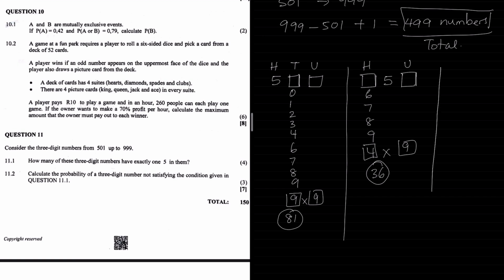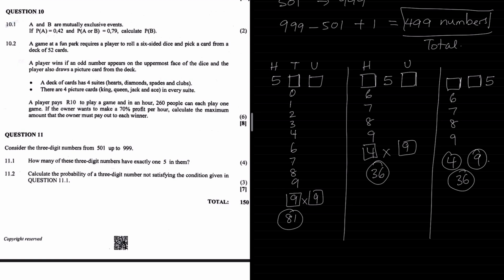And then lastly, let's do the units. The units must have a 5. So what numbers can I have in the hundreds? I can have a 6, 7, 8, or 9. And in the tens, I can have any number from 0 to 9 except 5, so 9 numbers there. So there's 4 here and 9 here. 9 times 4 is 36.